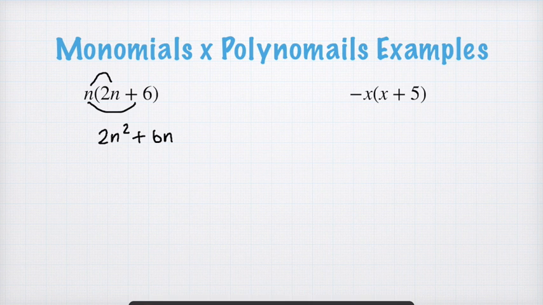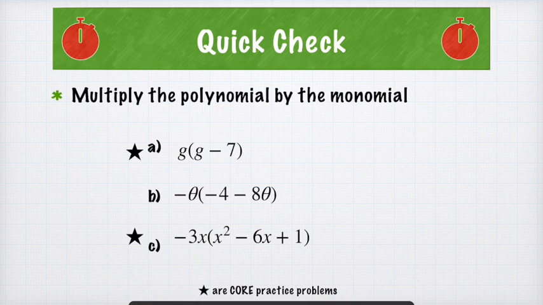Here we have a negative x times the quantity x plus 5. So we have negative x times x, which is going to be negative x squared. So the negative stays there, but the x's are multiplied by each other, so we're going to get a squared in there. And our negative x times our positive 5 is going to give us a negative 5x. Let's do a quick check right now.